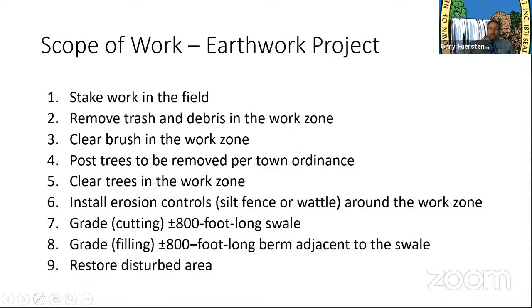The scope of work for this earthwork project is very typical for any earthwork project. We're going to stake the work in the field, remove trash and debris in the work zone, clear brush, and mark the trees that need to be removed. We're going to cut down trees that are in the work zone. We're going to install erosion controls around the work zone.